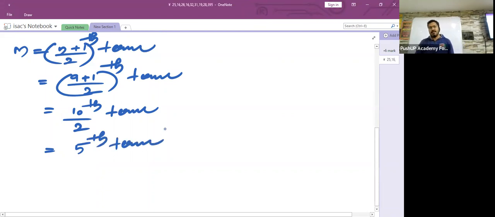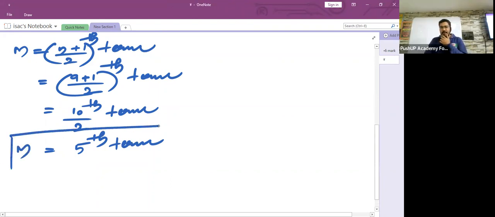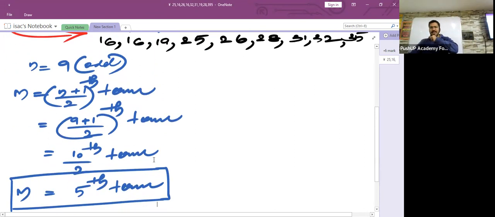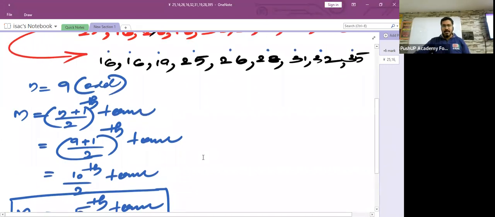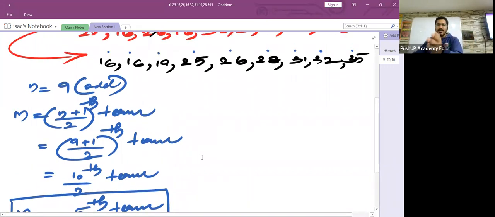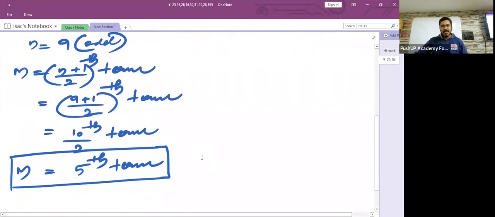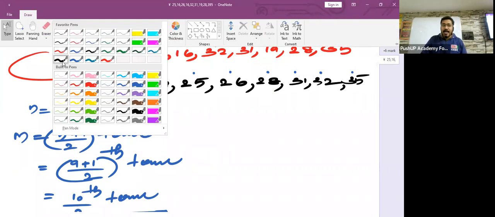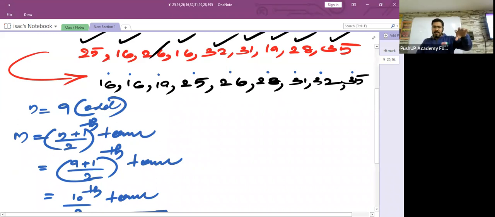Now you pay attention over here. Children, what did I say? The median value is going to be the 5th term in the given arrayed data, in the given arrangement of observations. Which are the observations? 16, 16, 19, 25, 26, 28, 31, 32, 35. So can you please count and tell me which is that term coming exactly as the 5th term?